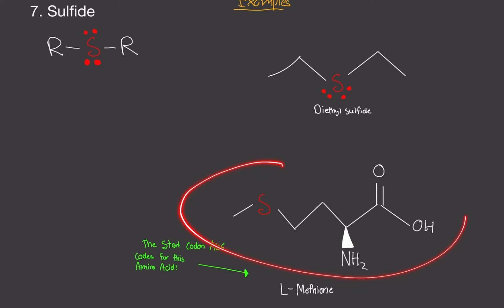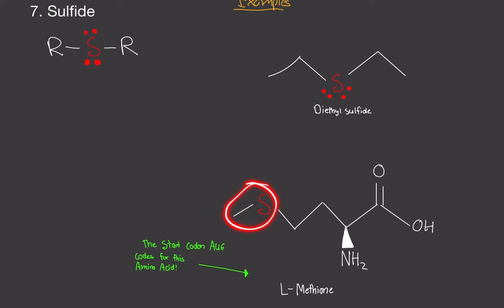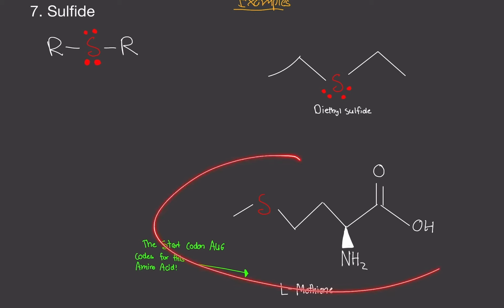This is the amino acid methionine. Here's the sulfur group, the sulfide, because this is the carbon right here, and this is the carbon right here. The start codon, you may have learned this in biology or molecular biochemistry, or whatever class. There's a start codon called AUG. AUG codes for this. And it's distinct because it has a sulfur group. Methionine has a sulfur group.